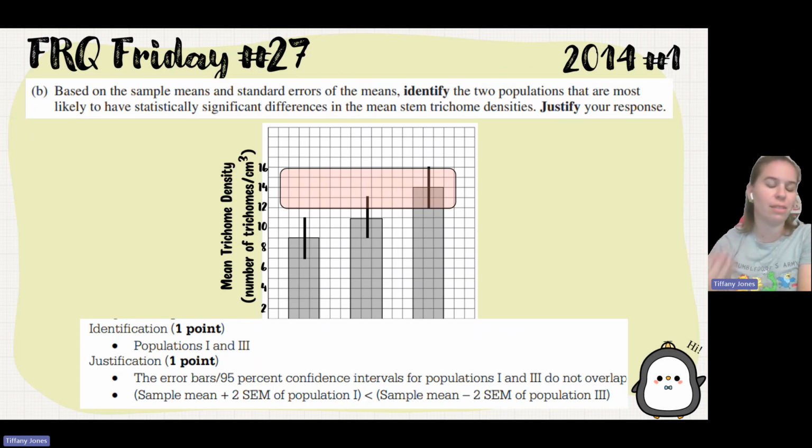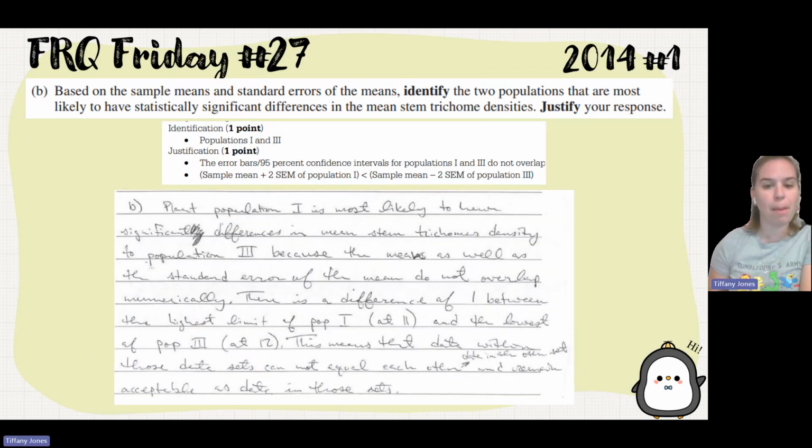Be sure that you designate which error bars are overlapping so that the readers know that you are looking at the same data that they're looking at to come up with what was statistically significant. So students said plant population 1 is most likely to have statistically different mean stem trichome density from population 3 because the means as well as the standard error of the mean do not overlap numerically. There is a difference of 1 between the highest limit of population 1 at 11 and the lowest of population 3 at 12. This means the data within those data sets cannot equal each other.